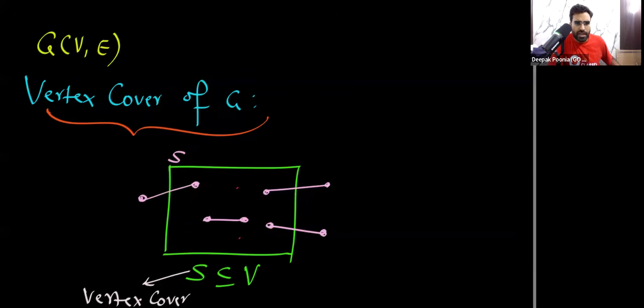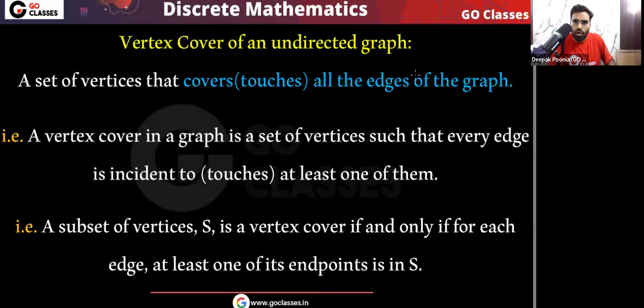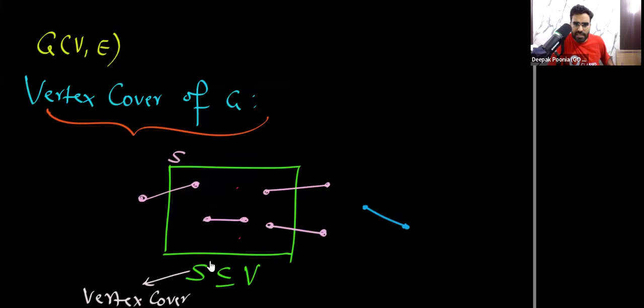So remember, we cannot have this type of edge which is not covered by this vertex cover, because the definition says that a vertex cover is a set of vertices that will cover all the edges, that will touch all the edges of the graph. So if I am saying that this S is a vertex cover, it simply means it will touch all the edges of the graph. This type of edge is not possible.